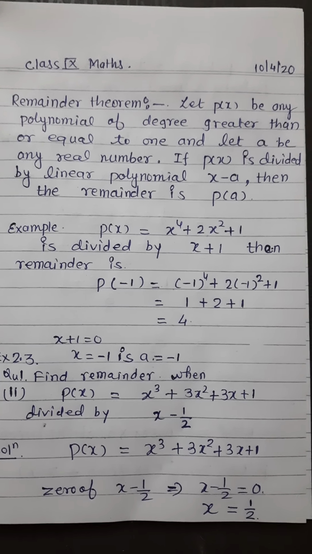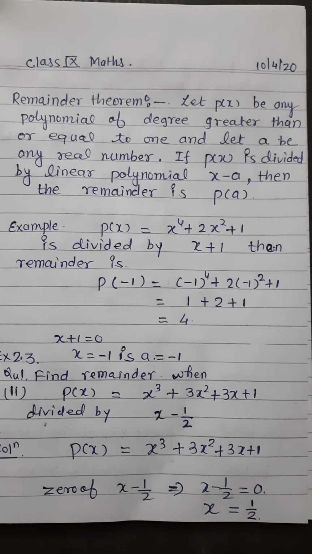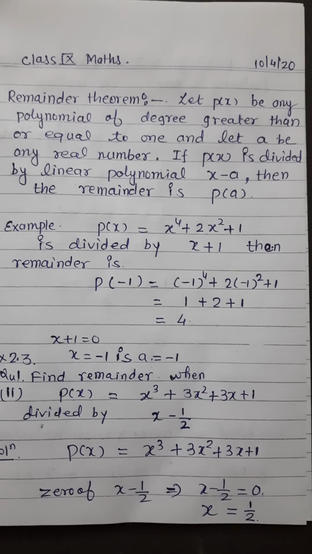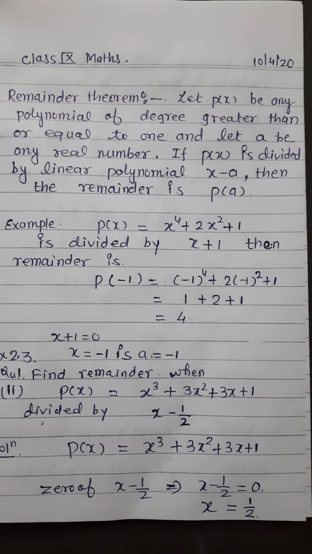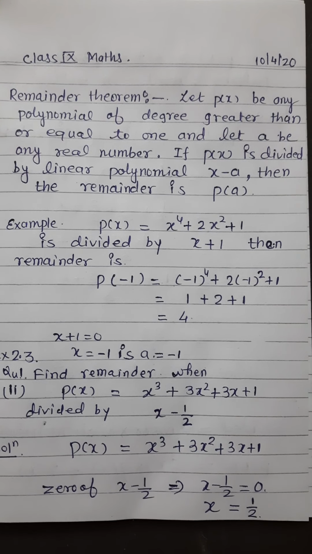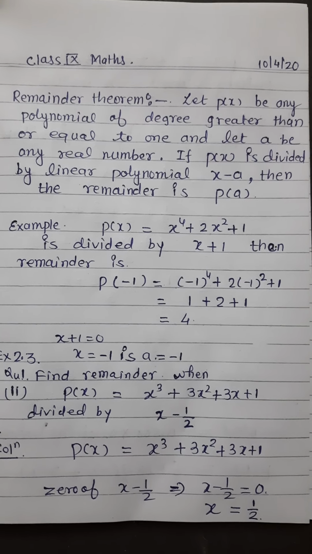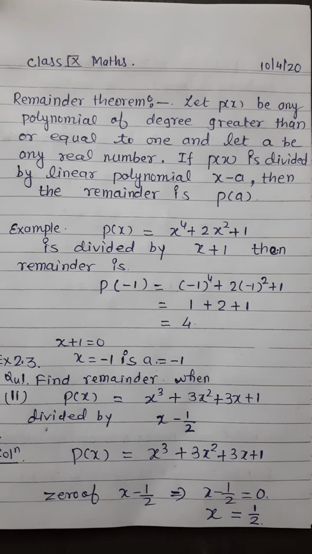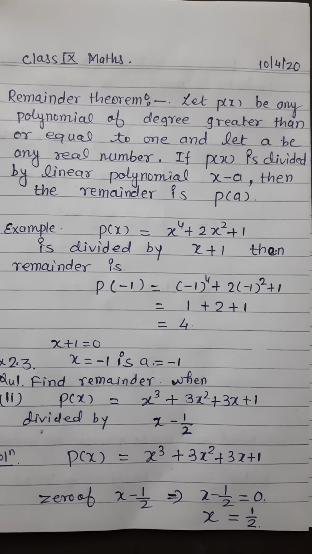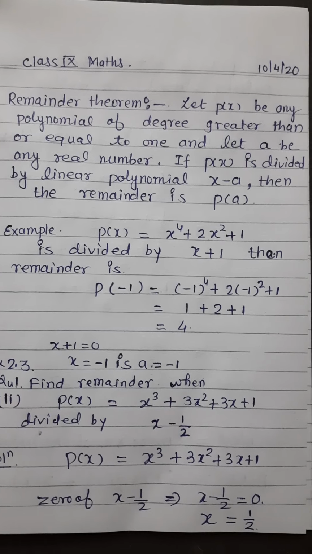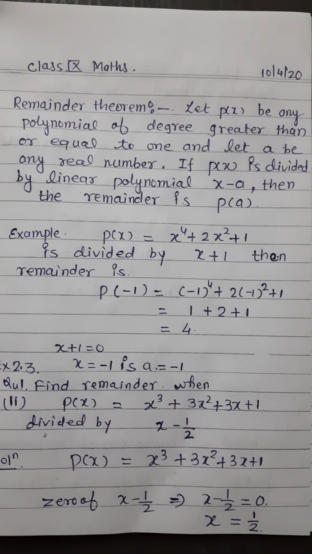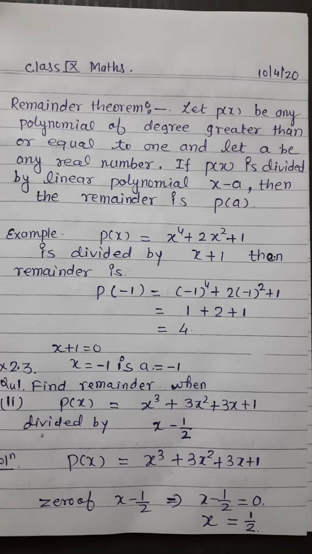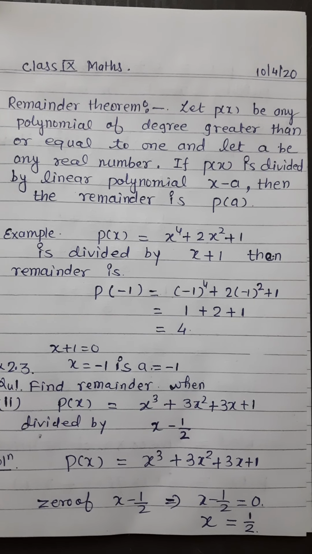Theorems are proven statements. They are already proved. Theorems are proven statements which we use in mathematics to help us. With the theorems, our effort is reduced. So this is the first theorem. The name of this theorem is the remainder theorem.